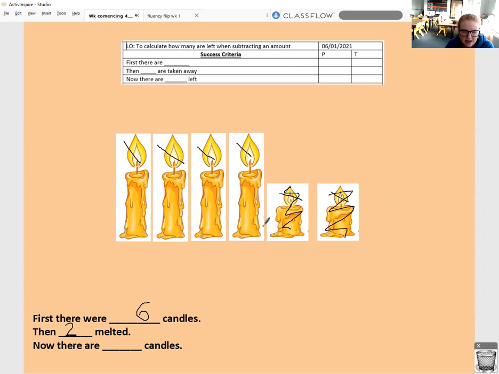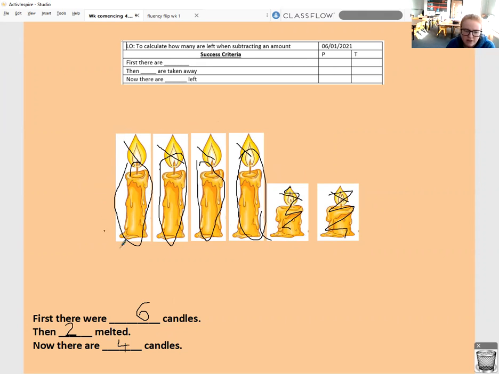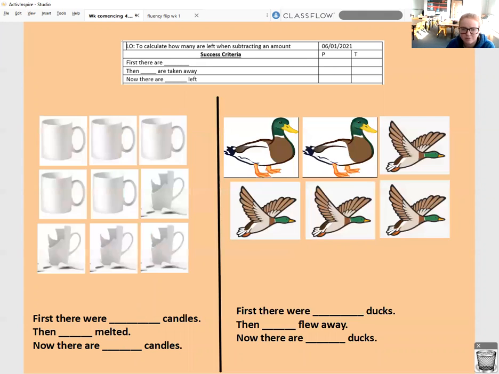Now how many candles are left? Well, this one, 1, 2, 3, 4. There are 4 candles left to use. So first there were 6, then 2 melted. Now there are 4 candles left.